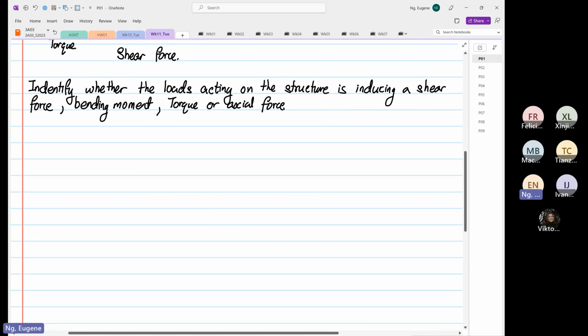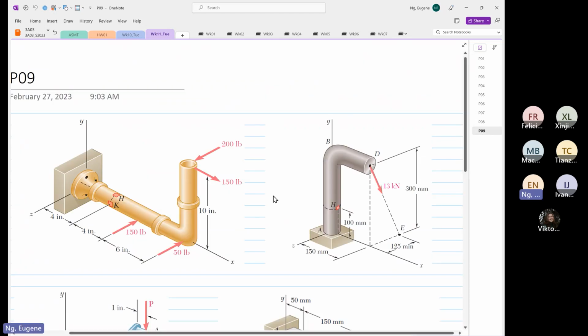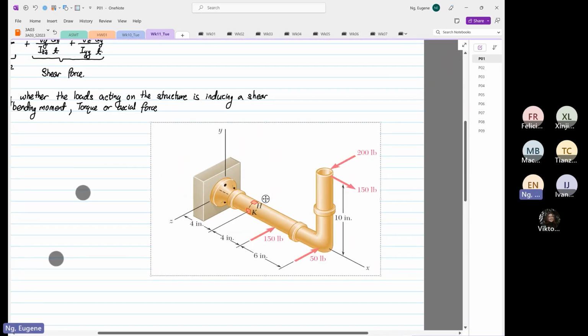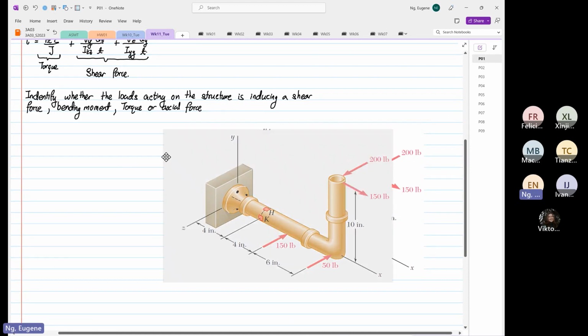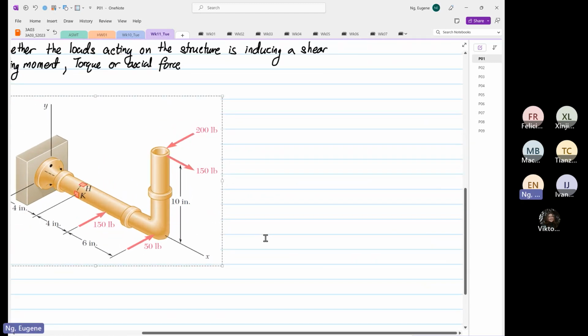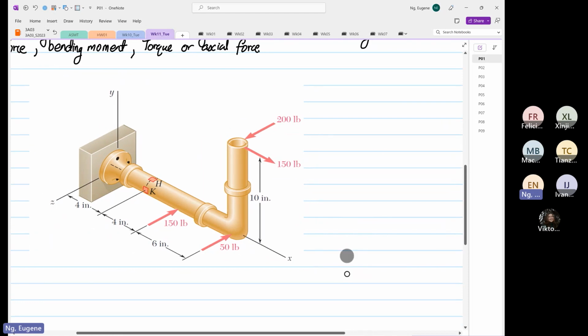Right, so if we look at an example over here, the first example, let's look at this structure. So this is a true 3D problem. In real life you don't get 2D problems, you get a real 3D problem like what you see over here. You can see this load has 150 pounds applied at a certain distance from over here. You have 150, then you have 50 pounds over here, then 150, and you have 200 pounds.